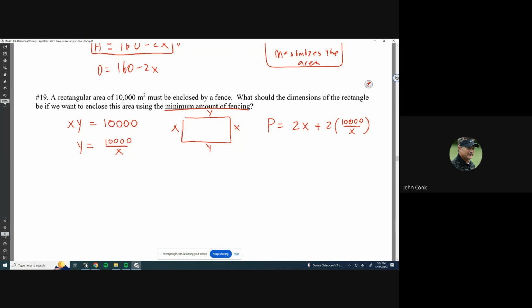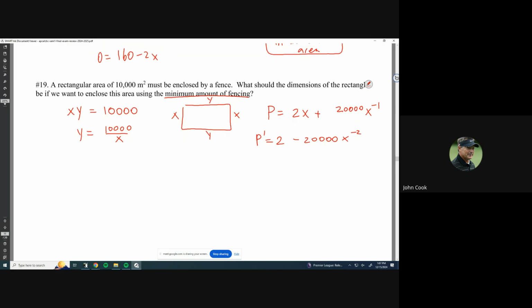Okay, so take the derivative. P prime is going to be equal to, let's see, that's 2 plus, and then 2 times 10,000 is 20,000. And if it's over x, that's just x to the negative first. So if I use power rule here, I'd get negative 20,000 x to the negative second. All right, so for my critical numbers, I plug in 0 for p, 2 minus 20,000 over x squared. That's how I'll rewrite it.